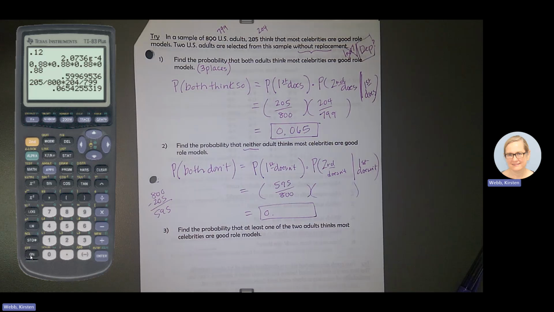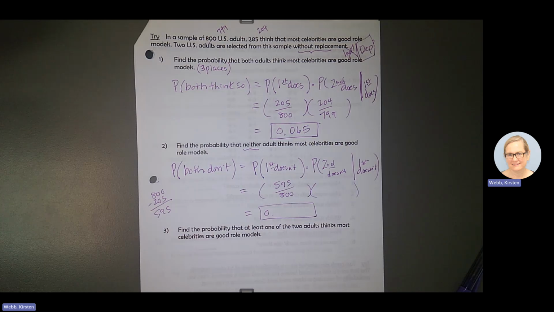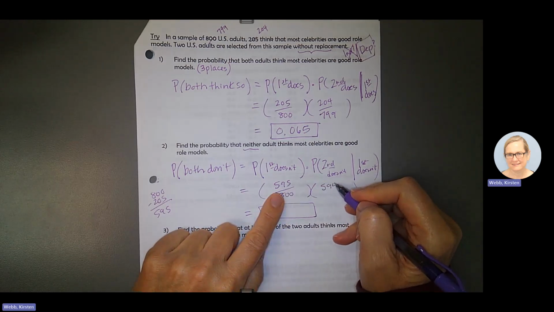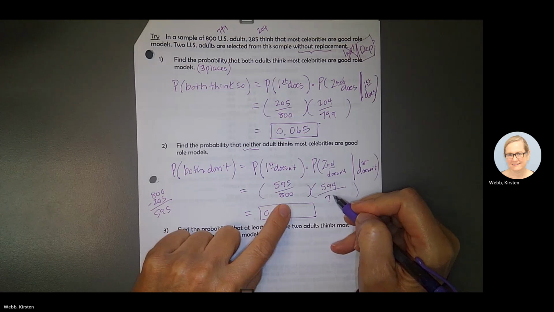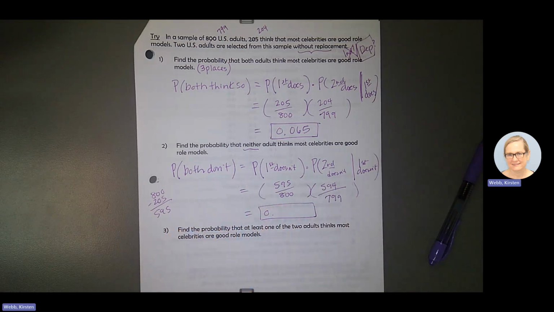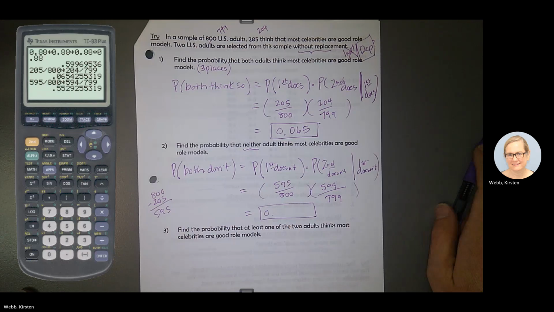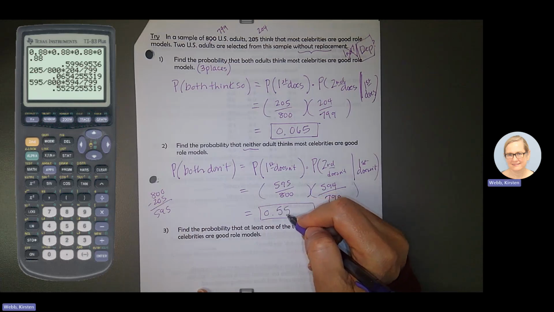And now what about the second probability? If we're gonna take one name out, we're going to assume that it was someone who doesn't think this way. Should we still go with 595? No, it'd be down to 594, out of 799. That's right.